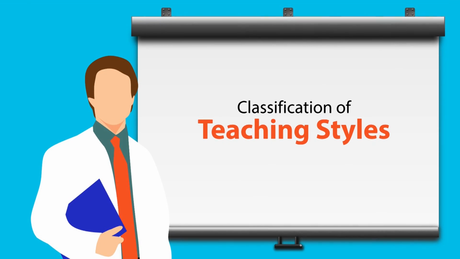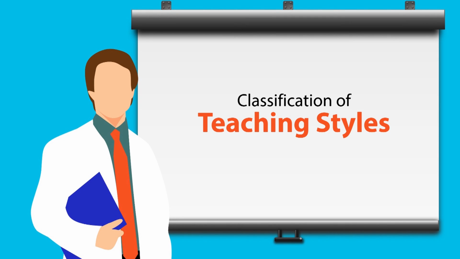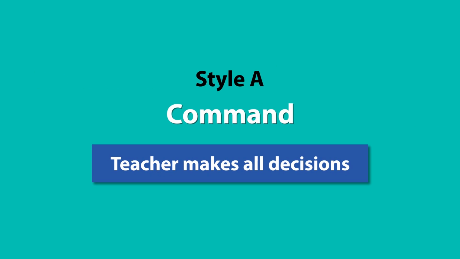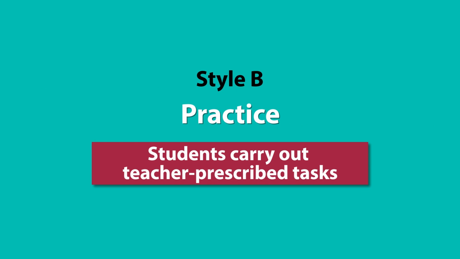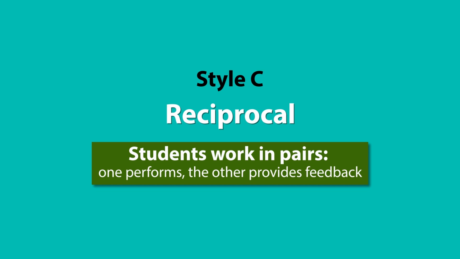Now we can also classify teaching styles from style A to style J. Style A is the command teaching style, in which the teacher makes all the decisions pertinent to the teaching-learning process. Style B is the practice teaching style, in which students carry out teacher-prescribed tasks. The teacher prescribes the learning tasks and the students carry out those tasks. Then style C, the reciprocal teaching style. In this style, the students work in pairs. One performs, and the other student or peer provides feedback about their work.